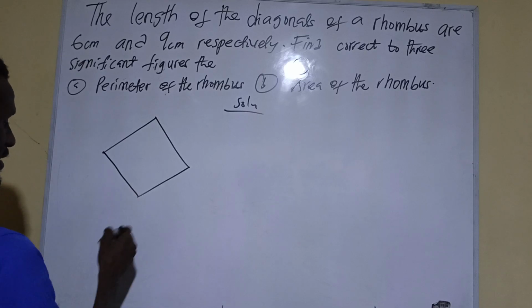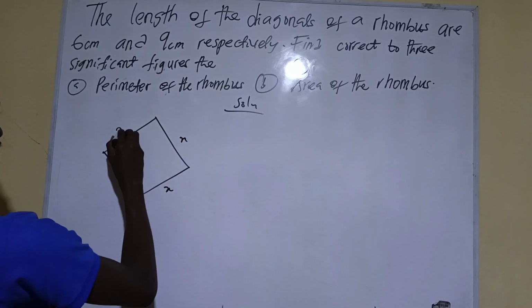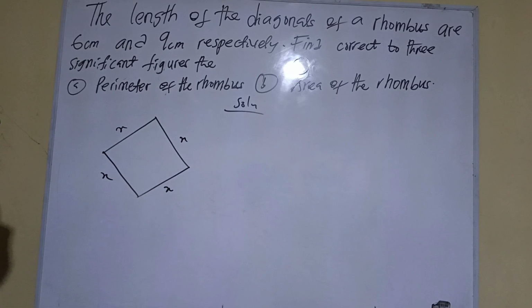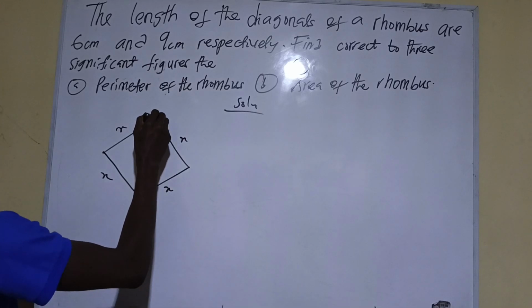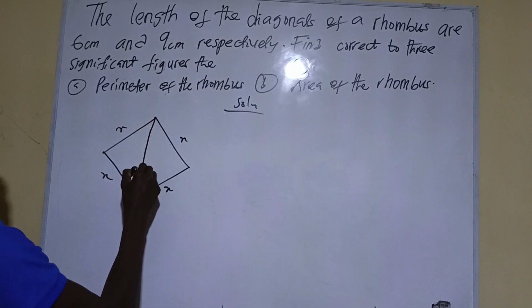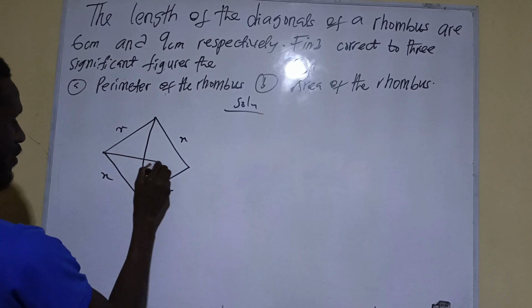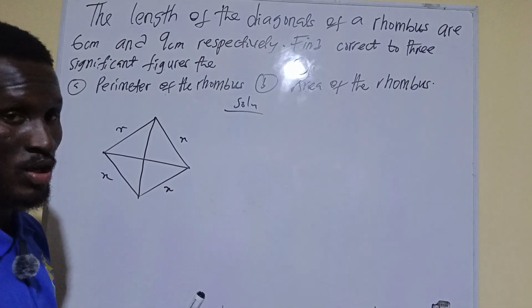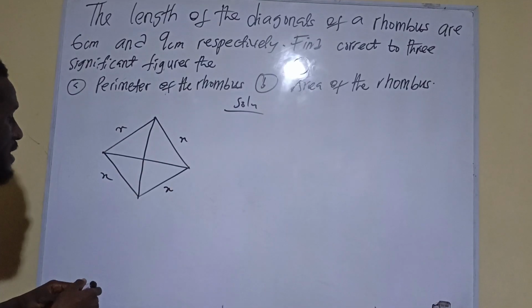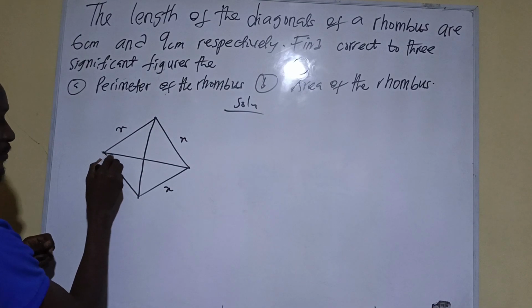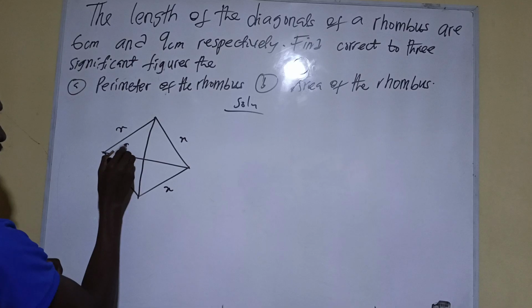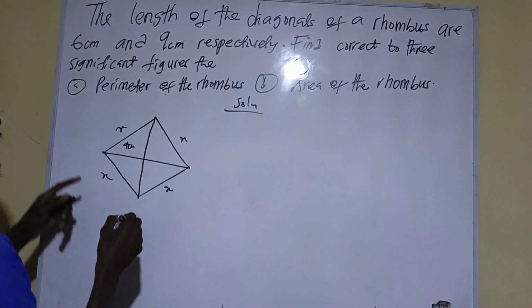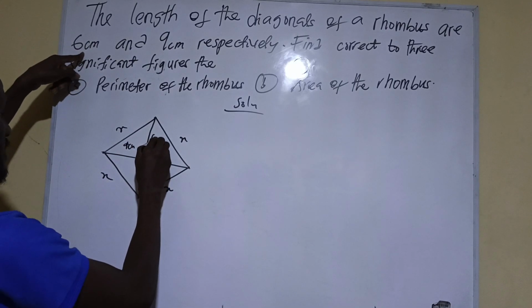Now all the sides are the same. Here is x, here is x, here is x, and here is x. What are the diagonals? This one is one diagonal, and this one is the other diagonal. Don't forget one is longer than the other, and the diagonals meet at an angle of 90 degrees. So let's say this one is the diagonal of 9 centimeters, and this one is the diagonal of 6 centimeters.